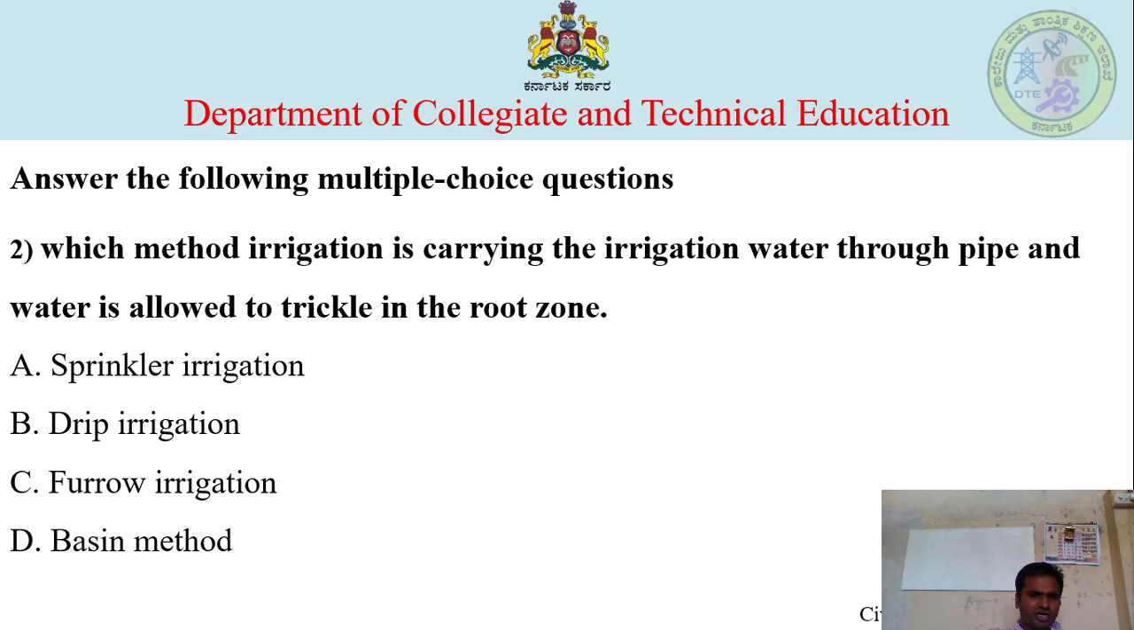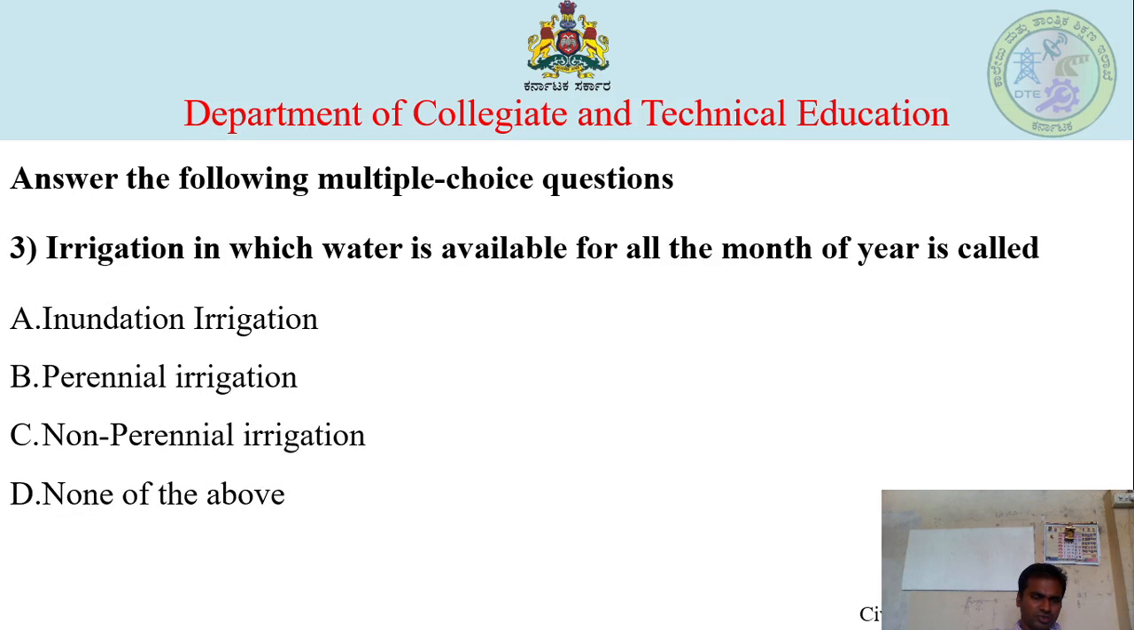Next question: which method of irrigation carries the irrigation water through pipes and water is allowed to trickle in the root zone? Option A sprinkler irrigation, option B drip irrigation, option C furrow irrigation, option D basin method. Option B means drip irrigation.